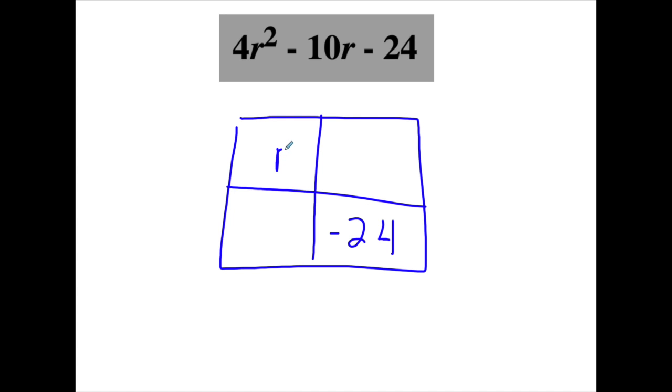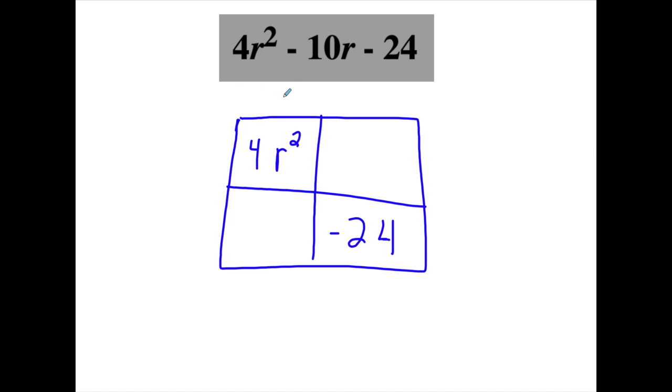Now, usually this is where the r squared goes. But what do you think is going to be different about this particular situation? Well, we don't just have one r squared. How many r squareds do we have? Well, we have 4 of them. So see, this problem is not very much different than the others. Already it's basically starting out the same. Now our goal is that we need to have 4r squared here and negative 24 here.